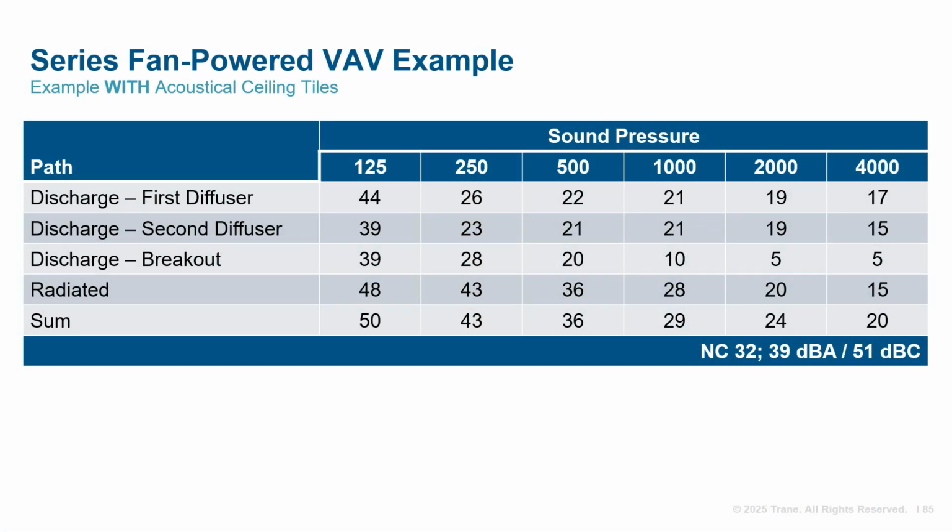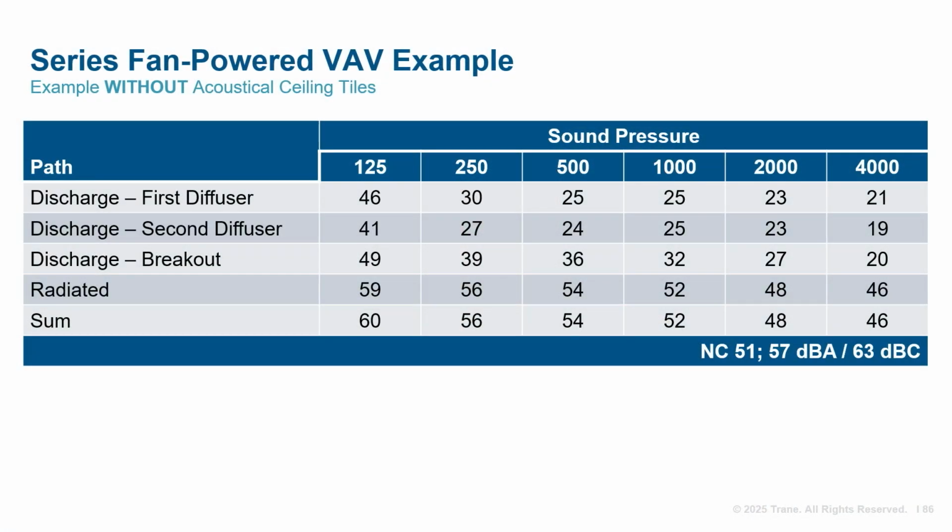First, let's look at the system with acoustical ceiling tiles in place. The discharge sound pressure was computed for the first and second diffusers, the duct breakout into the ceiling plenum to the space, and the radiated sound into the ceiling plenum to the space. The resulting space sound pressure was NC32, or 39 dBA, 51 dBC. This is pretty good. The challenge comes when the acoustical ceiling tiles are removed.